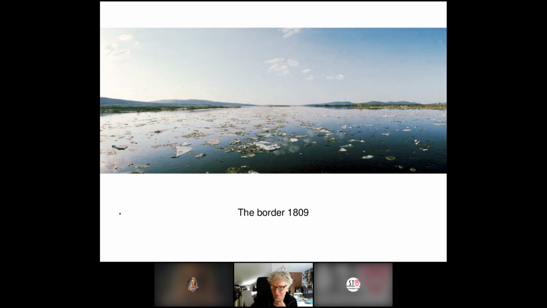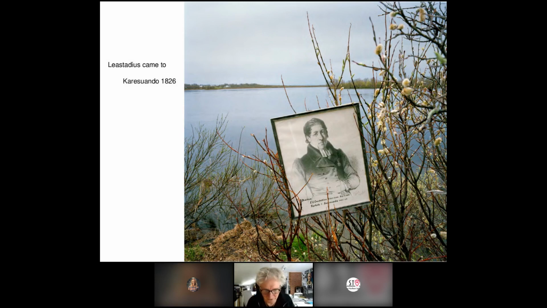Then the other very, very important thing about this culture is Laestadius, and he came to Karesuando in 1826. He came from Kvikkjokk in Sweden, and he didn't speak Finnish. Coming to Karesuando, he discovered that it's useless to speak Swedish there, and he got to learn Finnish.